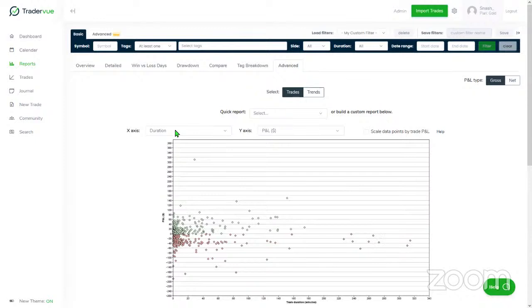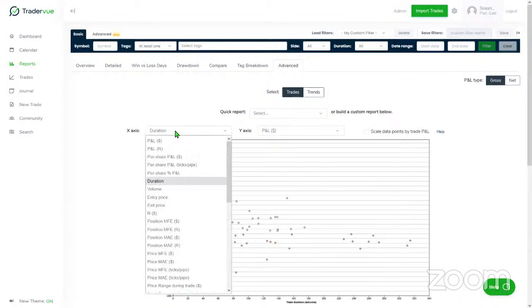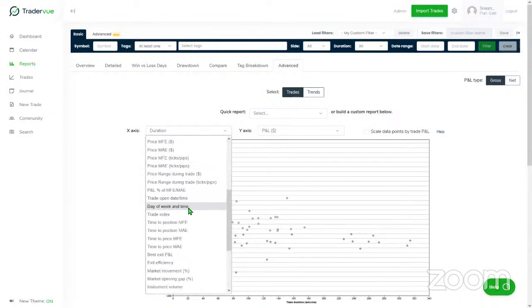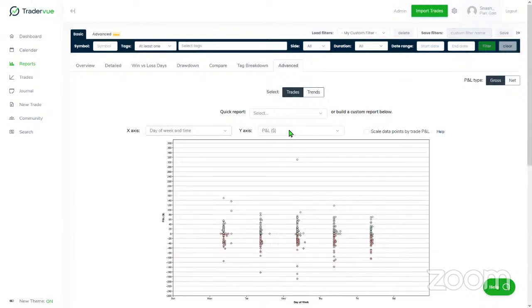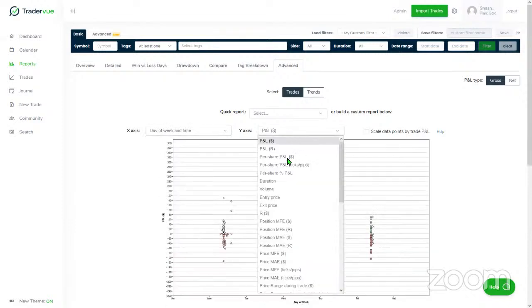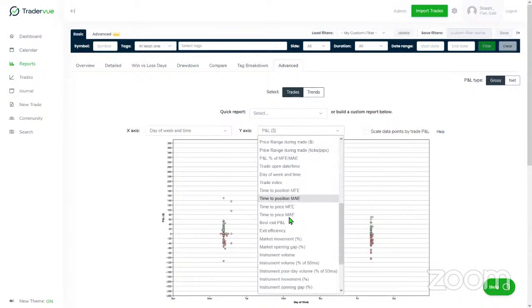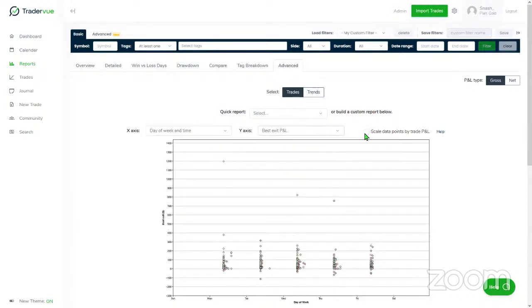So that's the reason why I'm going to show you some examples, but the idea is for you to come up with some of your own ideas and conclusions, and things that you want to see about your trading. Here we're going to select day of week and time, if I remember correctly, and then we're going to select best exit P&L. And we're going to say here, scale data points by trade.